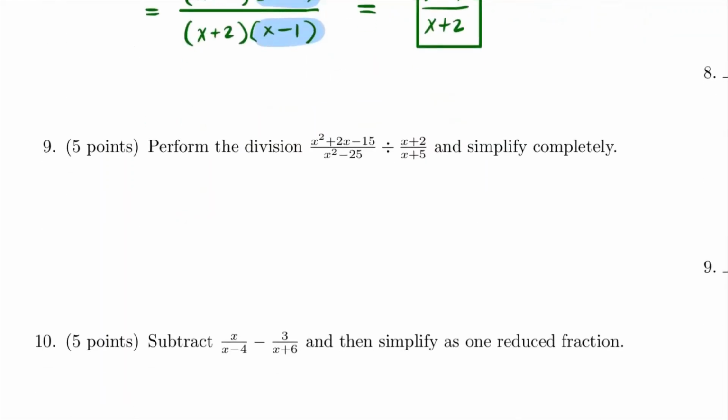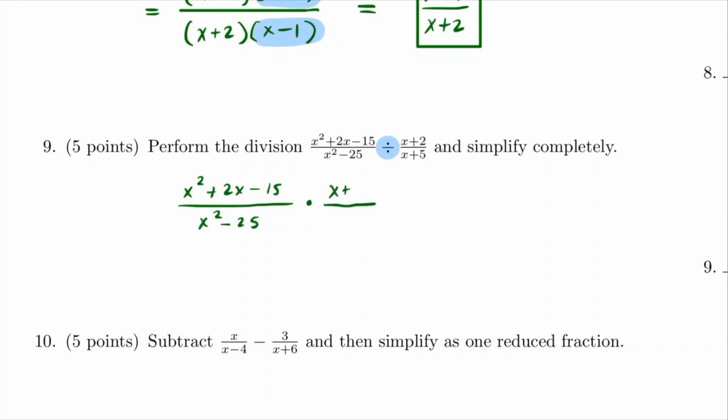Another factoring question. Now we're going to be doing division. If you have division between fractions, you have to multiply by their reciprocal. So you keep the first fraction, you change that to multiplication, and this one you're going to reciprocate. So let's go ahead and do that. So we got x squared plus 2x minus 15 divided by x squared minus 25. Change the division to multiplication and we reciprocate, so flip.